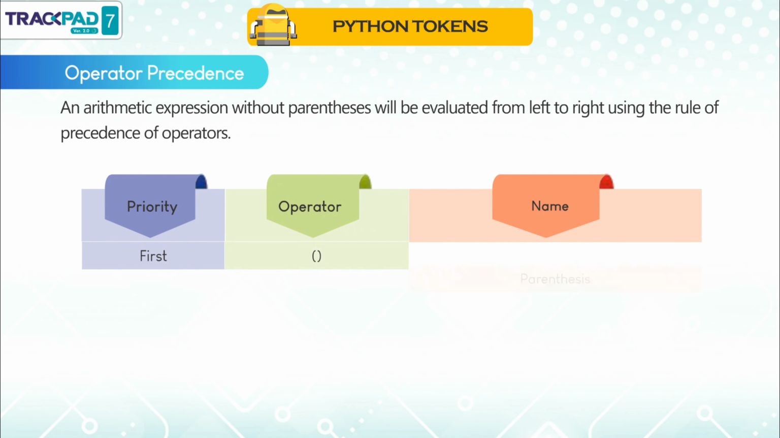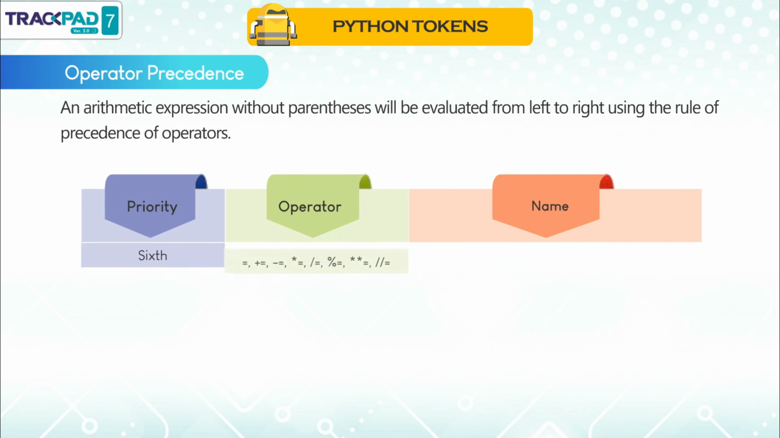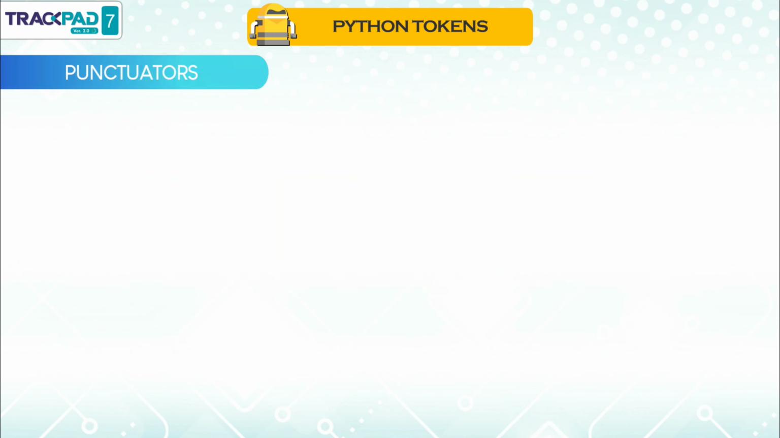Fifth, comparison operators: equal to, not equal to, greater than, less than, greater than or equal to, less than or equal to. Sixth, assignment operators: equal to, plus equal to, minus equal to, star equal to, slash equal to, percentage equal to. Seventh, logical operators: and, or, not.